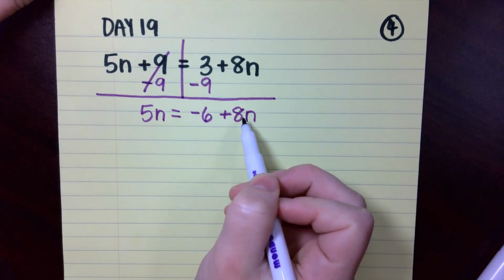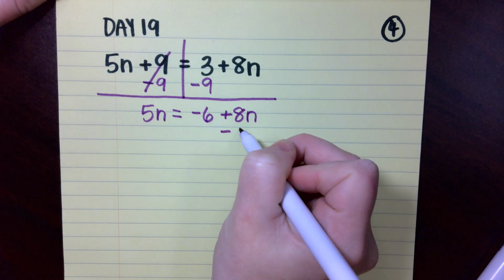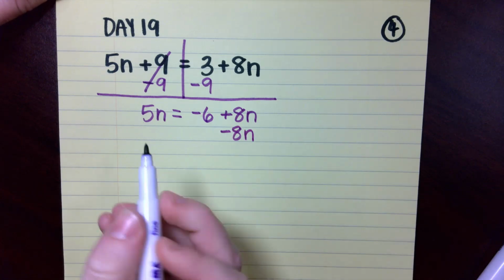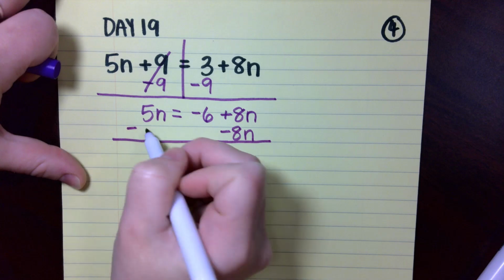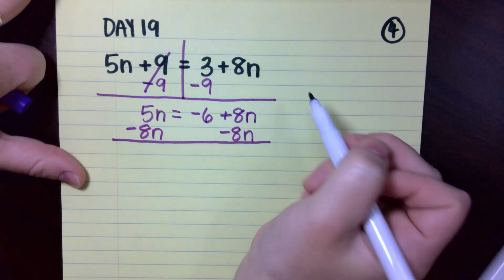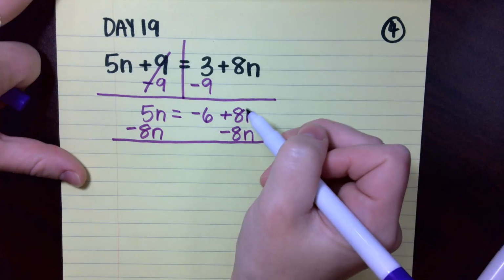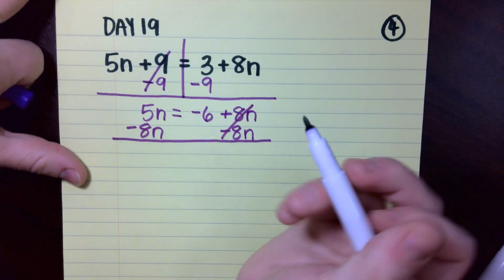Okay, what next? My 8n, what am I doing with it? Take away. Let's do it. Minus 8n. And where else am I doing that? Perfect, minus 8n. Okay, what happens now? Now you take away. Cross that off. Yes, my 8n's cancel.